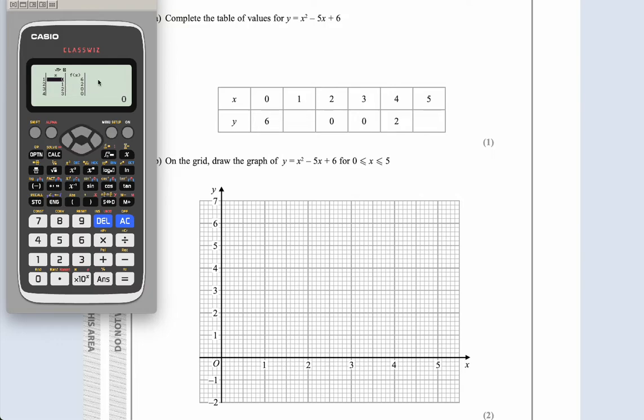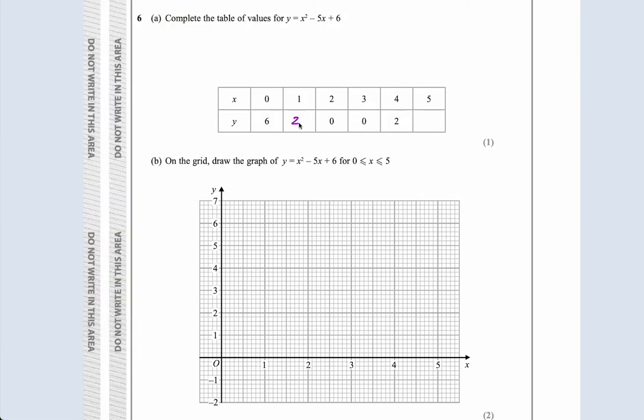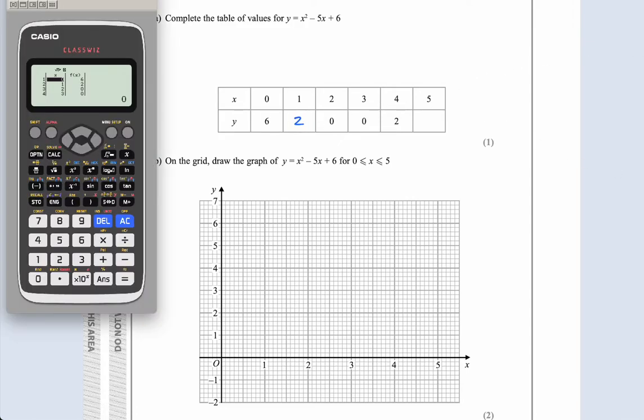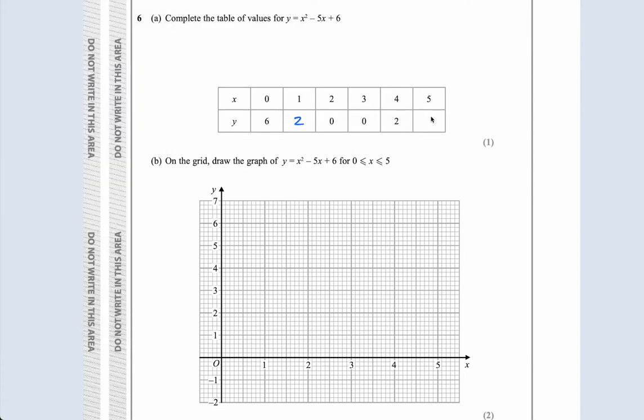So we have 0, 6, 1, 2, 2, 0. Let's just put 0 here. Change my color to blue. And then I go down, and I have 4, 2, and 5, 6, like this.